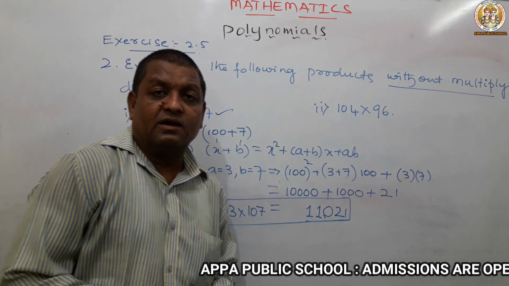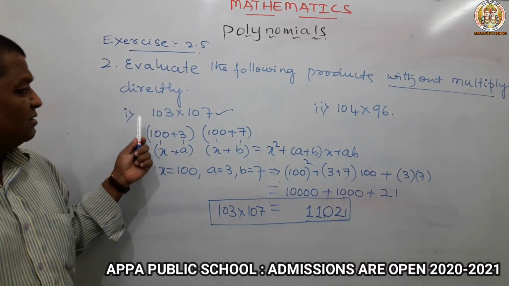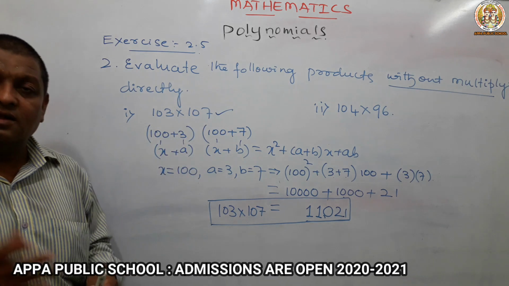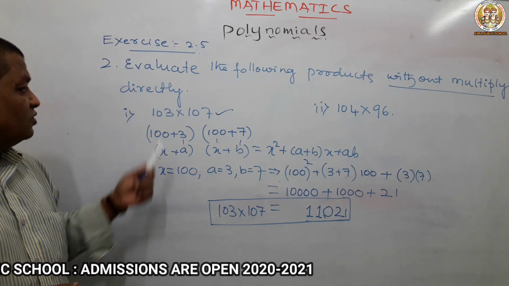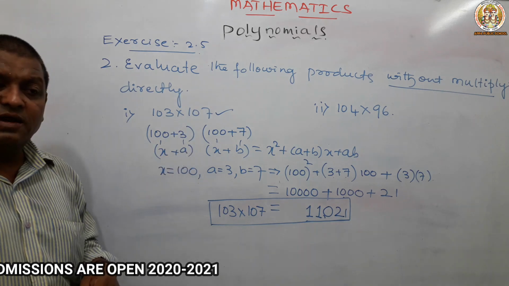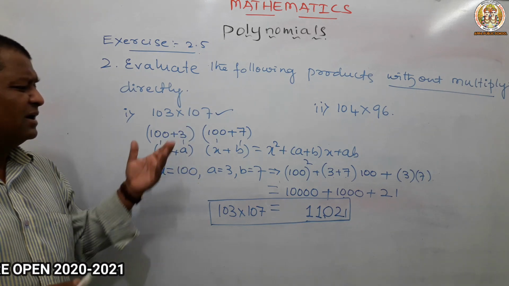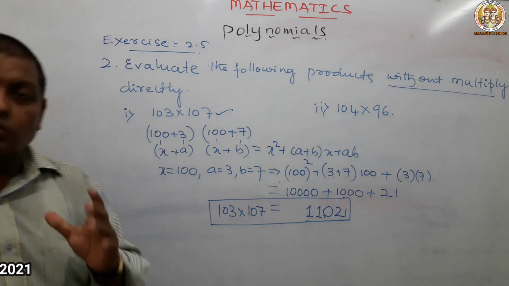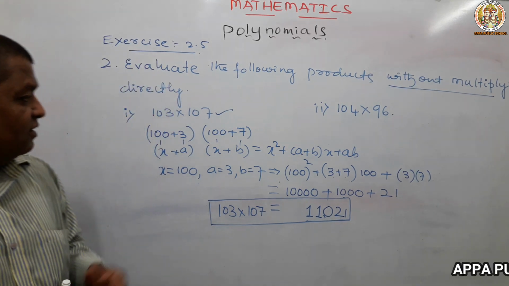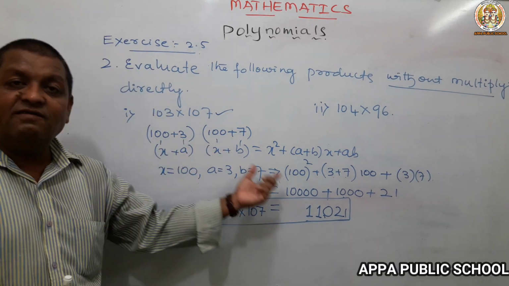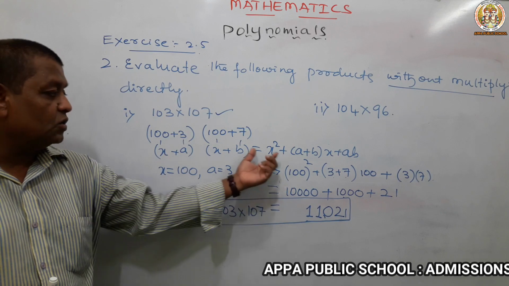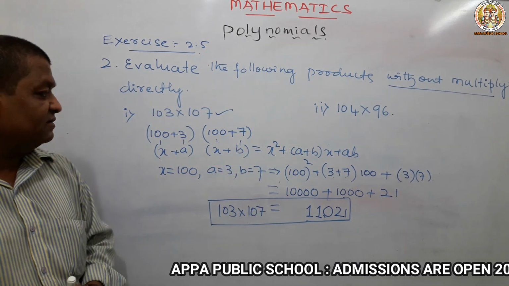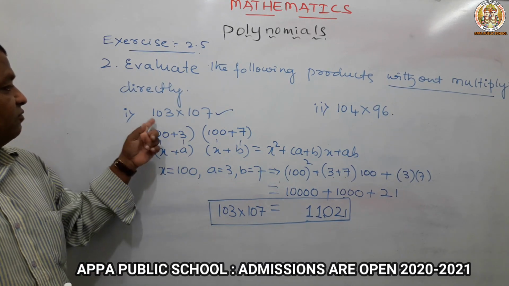So in this way we can solve this type of sums with any numbers. Just use the idea of how to split. You can split in different ways also, but always go with more zeros. When you go with more zeros, the sum becomes easy to handle. Okay, so this is about the first one.